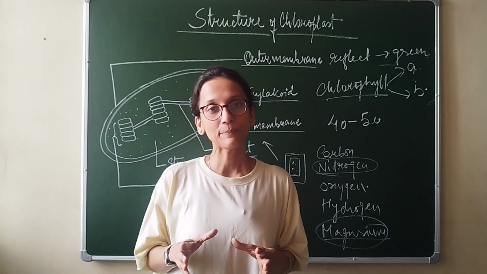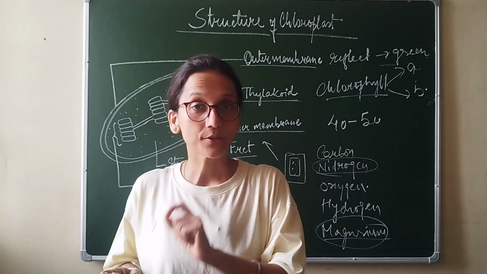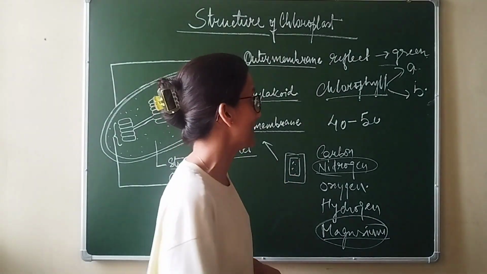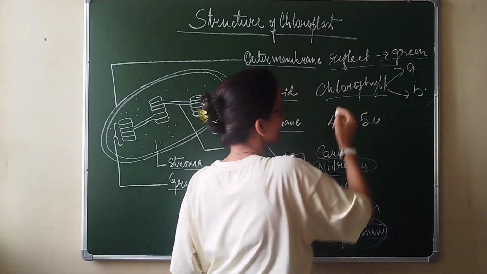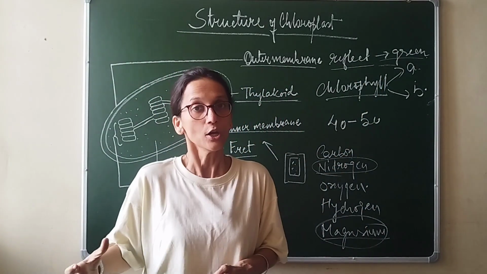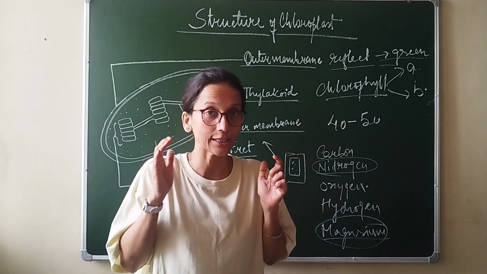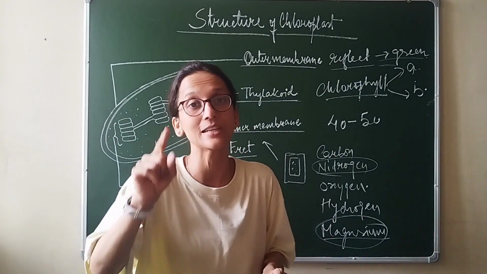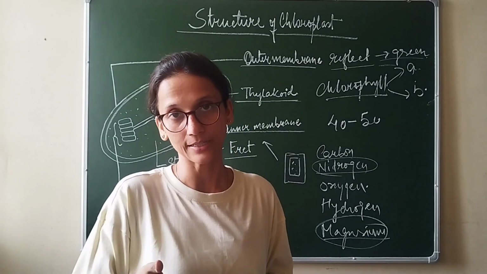Chlorophyll pigment absorbs the blue and red color of the visible spectrum of the light, and the color that it reflects is green. So we have to remember that chlorophyll pigment utilizes the blue and the red color for the process of photosynthesis, and the color that it does not use during the process of photosynthesis and reflects is green, and that is why it imparts green color.